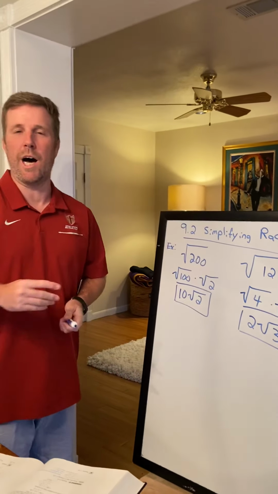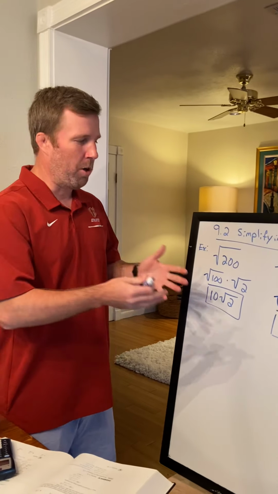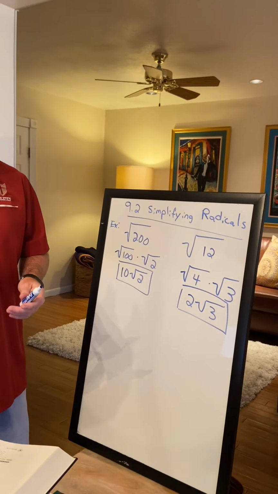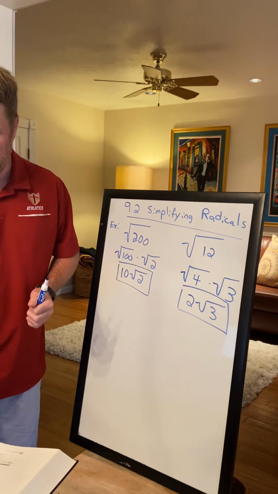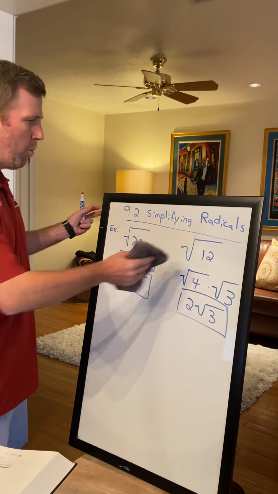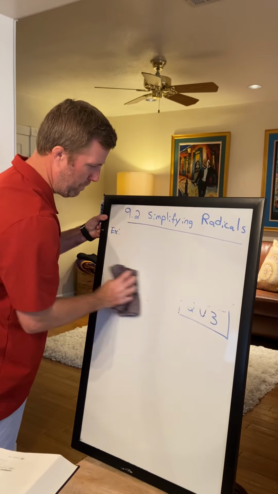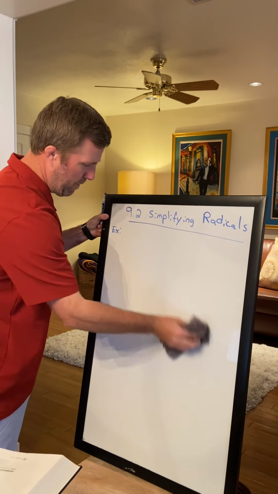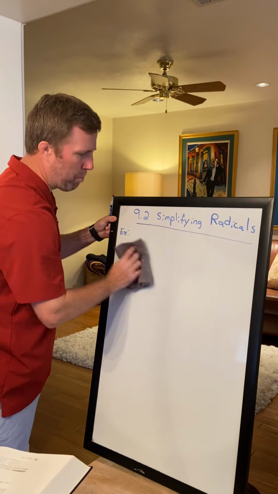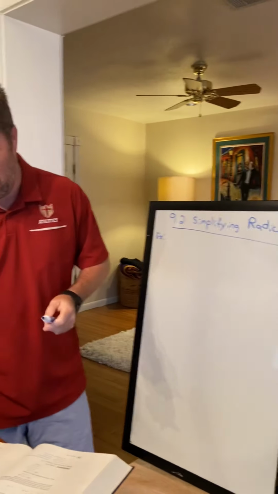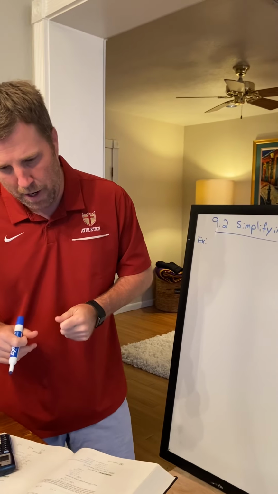So I get 2 times the square root of 3. And both of those answers are exact answers. And that's what we're looking for. So I want to do one more example just to show you. Some people don't split up the product rule into 2 square roots. Let me show you what I'm talking about.